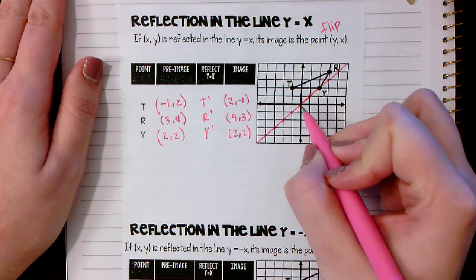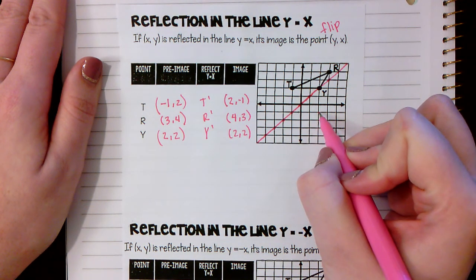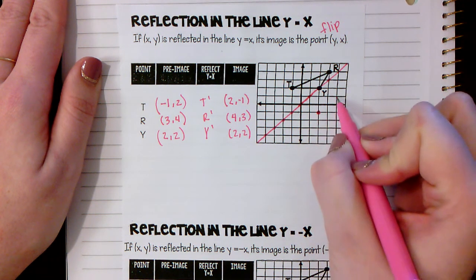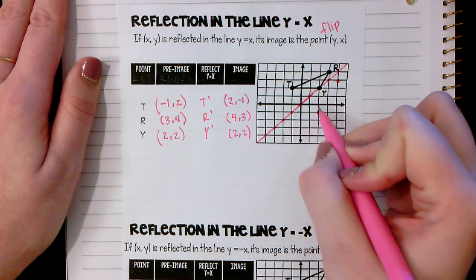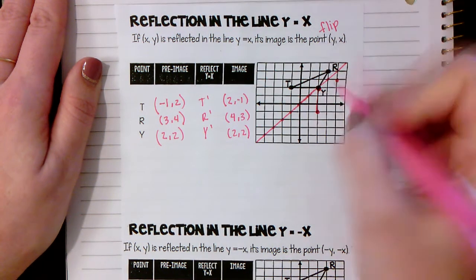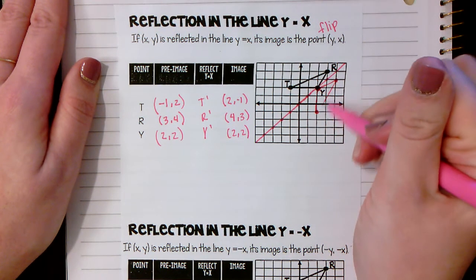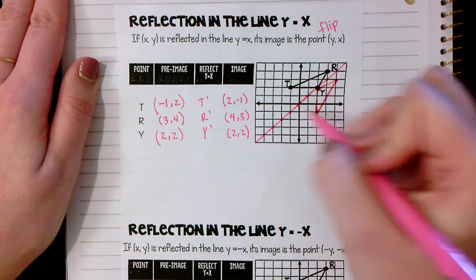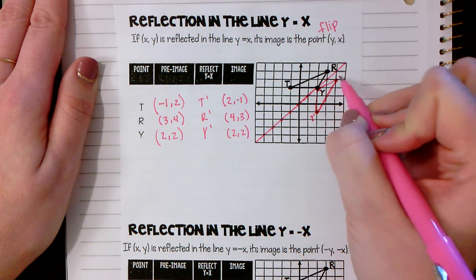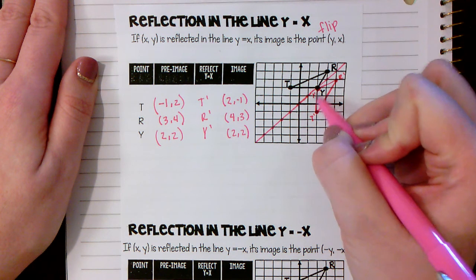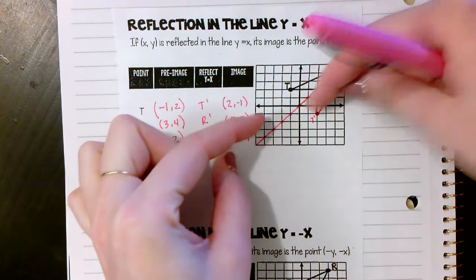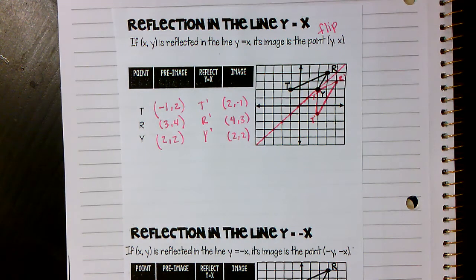So if we plot these points now, we have 2, -1, 1, 2, 3, 4, 3, and 2, 2, which is right there. So let's see, 2, -1 was T, this was R, and that's Y again. So if I folded this on this line, those would touch. So it looks right to me.